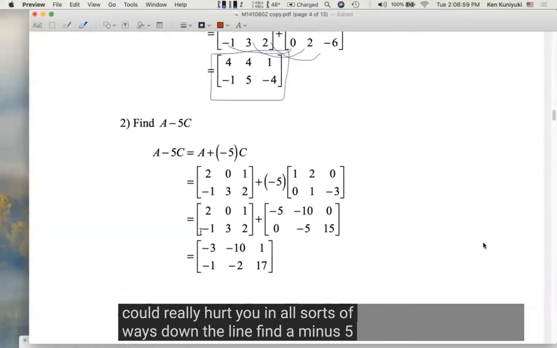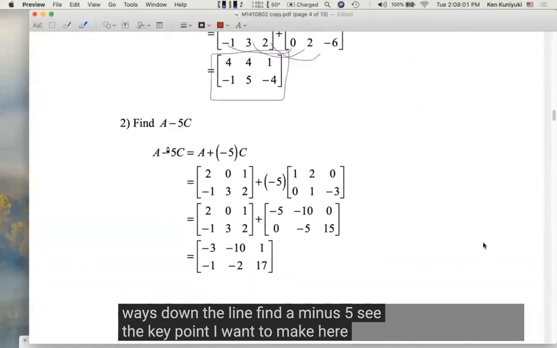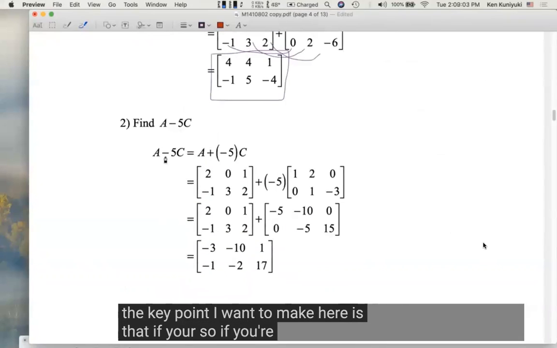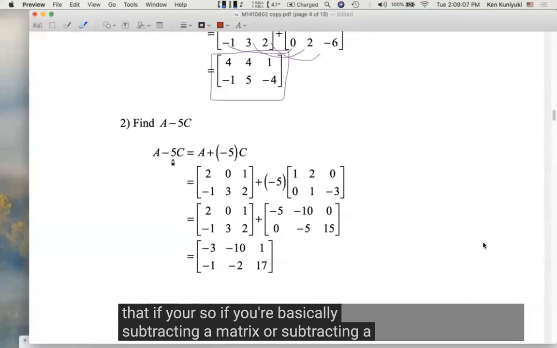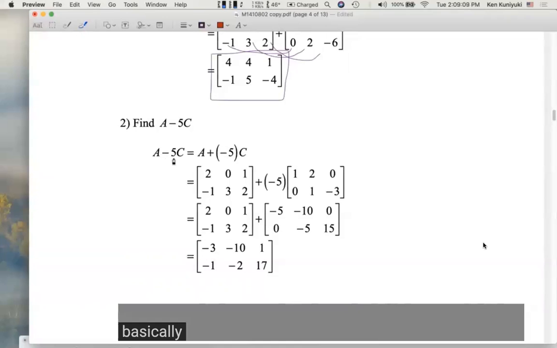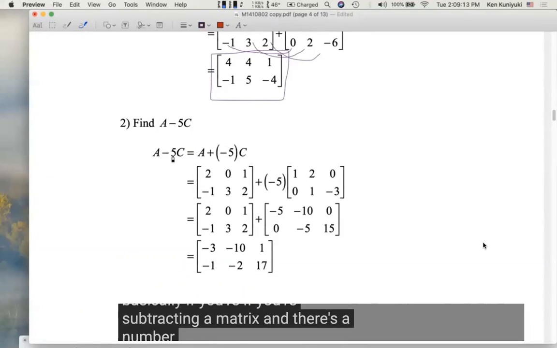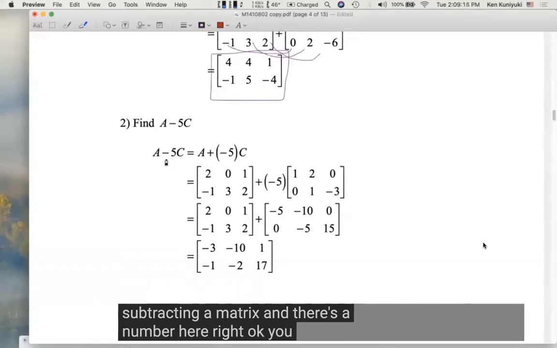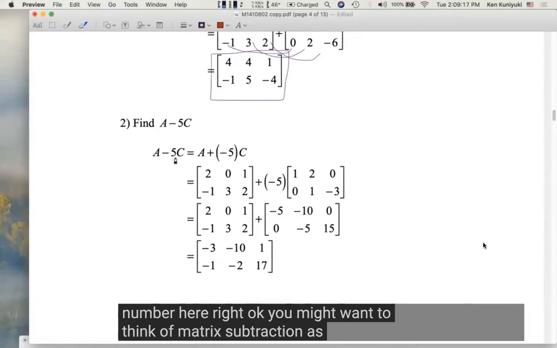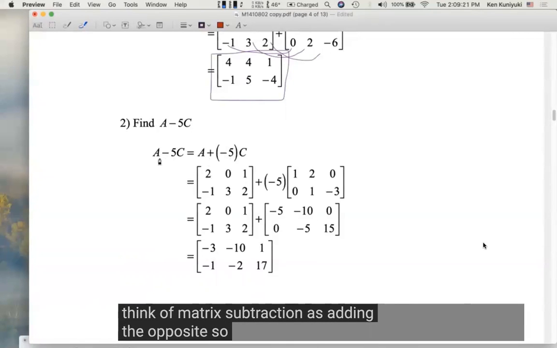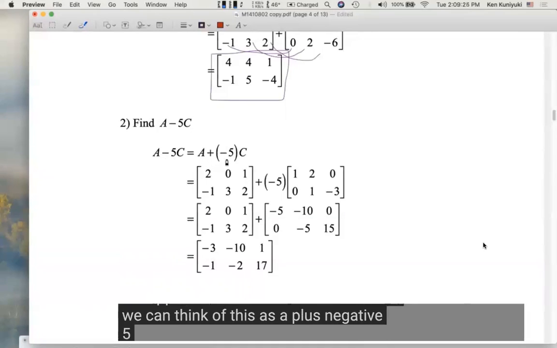Find A minus 5C. The key point I want to make here is that if you're subtracting a matrix and there's a number here, you might want to think of matrix subtraction as adding the opposite. So instead of A minus 5C, we can think of this as A plus -5 times C.